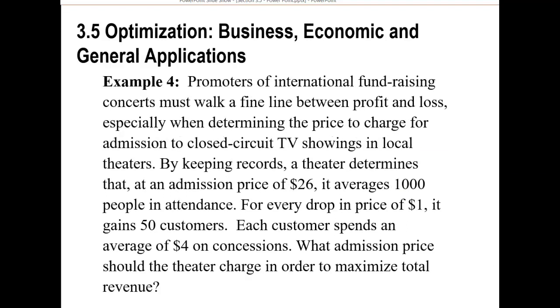All right, example number 4. Promoters of international fundraising concerts must walk a fine line between profit and loss, especially when determining the price to charge for admission to closed-circuit TV showings in local theaters. By keeping records, a theater determines that at an admission price of $26, it averages about 1,000 people. For every drop in price of $1, it gains 50 customers. Each customer spends an average of $4 on concessions. What admission price should the theater charge in order to maximize total revenue?